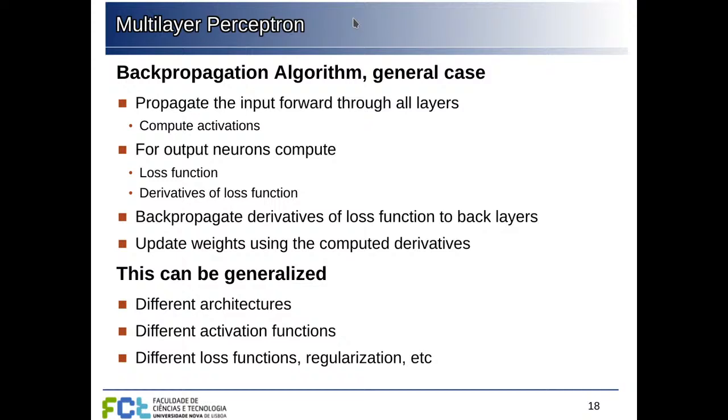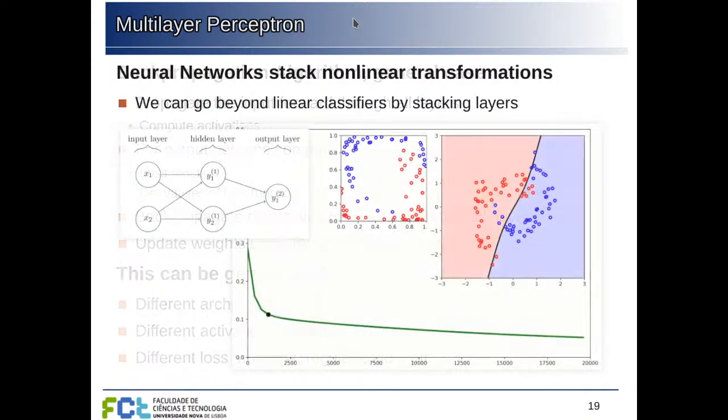And then we update the weights, and we can generalize this for different activation functions, different architectures, loss functions, and so forth. So as you can see, with this basic algorithm and the basic element of the neuron, we can now create different architectures for different problems, but always use the same general approach for training these models.